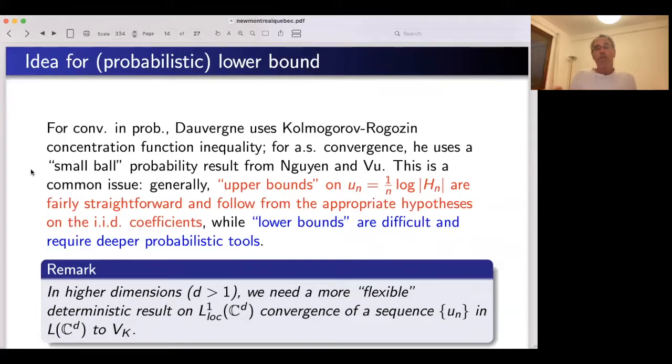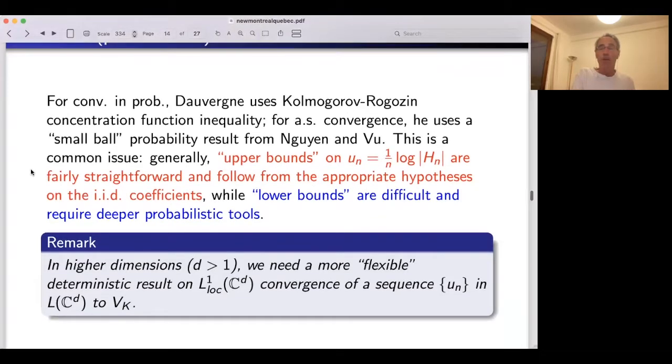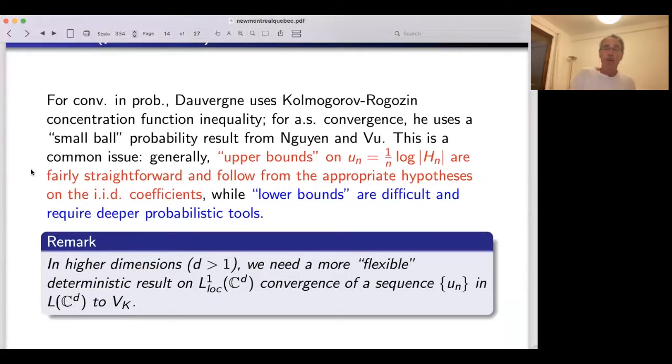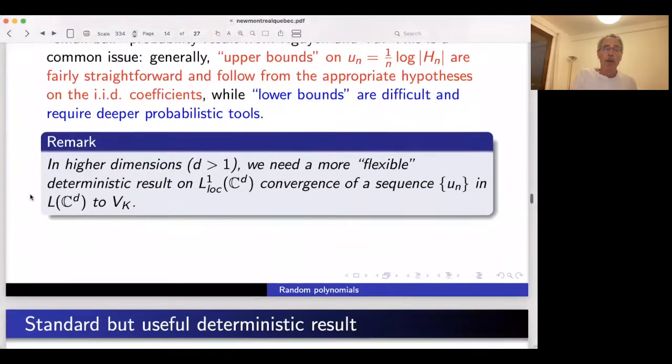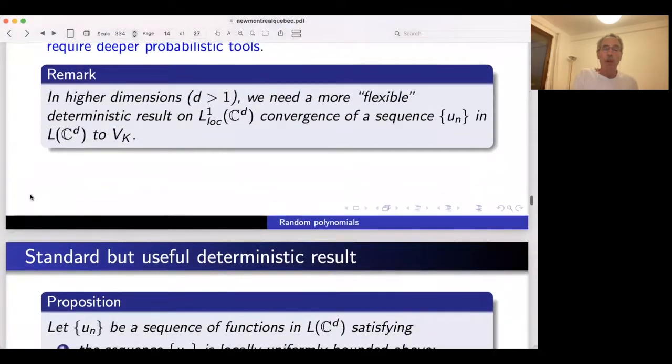Of course, now we're going to jump to higher dimensions. And in higher dimensions, well, zero sets of polynomials are a little more complicated than the finite points you have for zeros of a polynomial in one variable. So we're going to need a more flexible deterministic result on L1 loc convergence for a sequence of plurisubharmonic functions in our Lelong class to our extremal function V sub K that we have in this one variable setting. And here's what we're going to use. Here's our main deterministic tool.